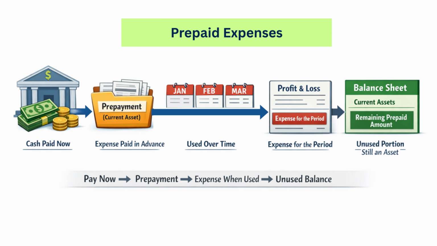Prepaid expenses are expenses paid in advance. They are shown as current assets in the balance sheet. Cash is recorded when it is paid. If an invoice is received for a future period but has not yet been paid, there is no cash movement yet. Expenses are recorded when they are used or incurred. The profit and loss account shows the expense for the period. The balance sheet shows what remains unused.